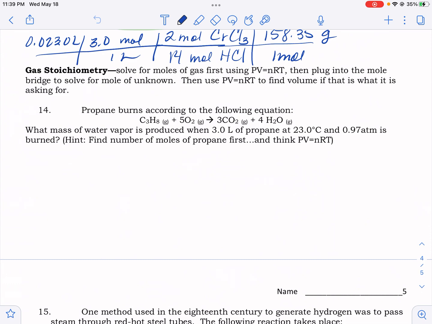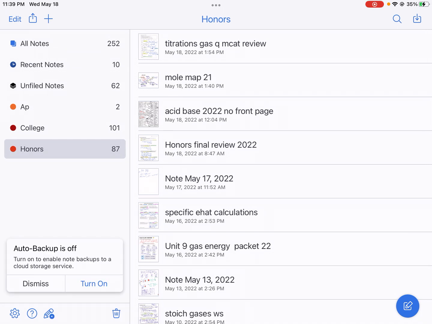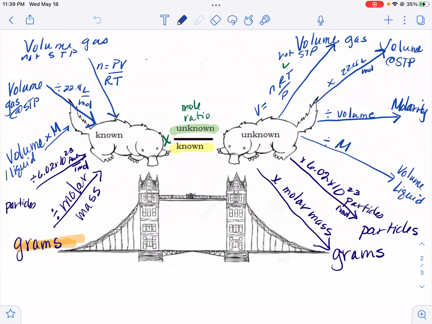We've got gases, so things may look a little different, but they're not necessarily going to be. If we look back at our mole map, if we have a gas at STP, we can go this way. If we're solving for a gas at STP, we go this way. A gas that's not at STP and we have a volume, we're going to take pressure and volume divided by the ideal gas constant and temperature, and we can solve that direction as well. We can also end up down here with grams, or we could start with grams. There's lots of different things we can do.